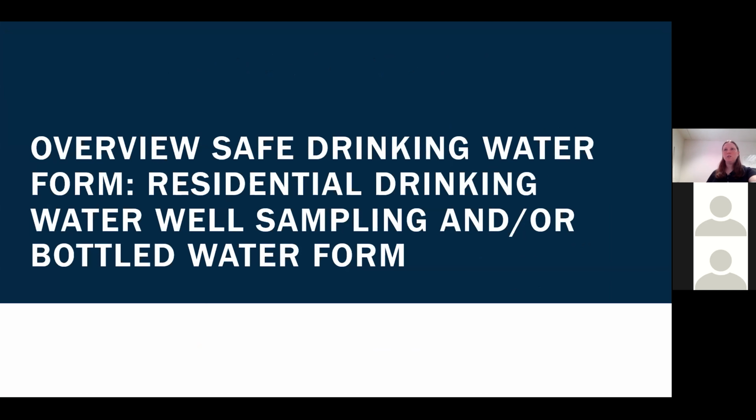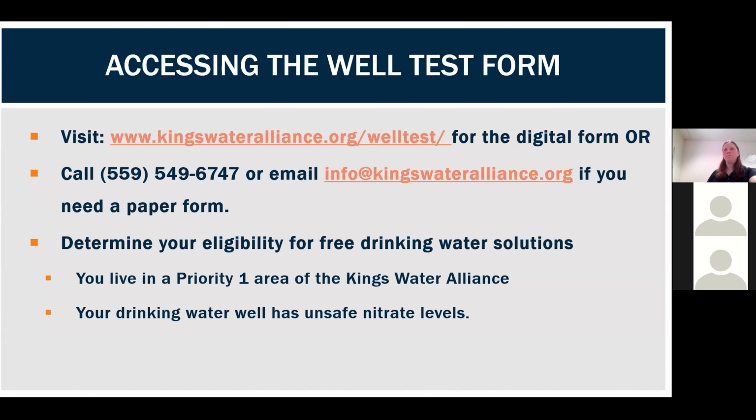So right now, I'm just going to go into a brief overview of the Safe Drinking Water Form, and we will go to the live demonstration from there. So first, I want to let you know that it is available online right now at the kingswateralliance.org website, or you can call the phone number that is listed there or email us at info@kingswateralliance.org if you would like a paper form mailed to you. When we mail the paper form to you, we will also include a postage paid envelope that you can return the form to us once it is completed.